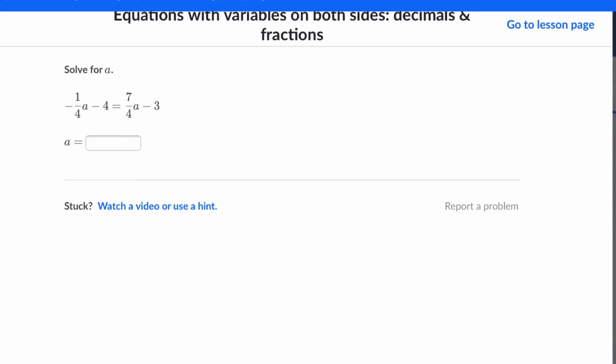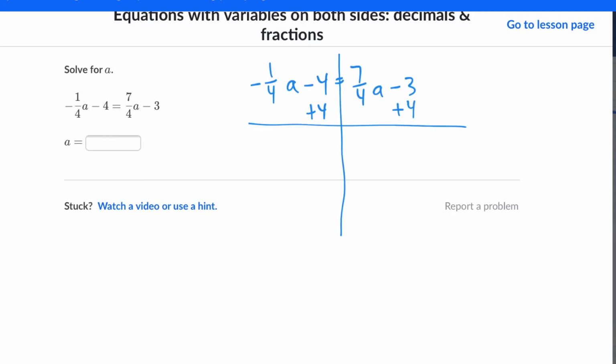I will remind myself there's two sides. I will add 4 to both sides because I'm just going to get all the constants on the right-hand side and the variable terms on the left-hand side. Because what happens here is this is all eliminated. This is going to be 0. So it's gone here, but now I'm going to have constants on the right-hand side, which is fine. This is negative 1/4 a. This is gone, the 4 is gone, so that's 7/4 a plus 1.